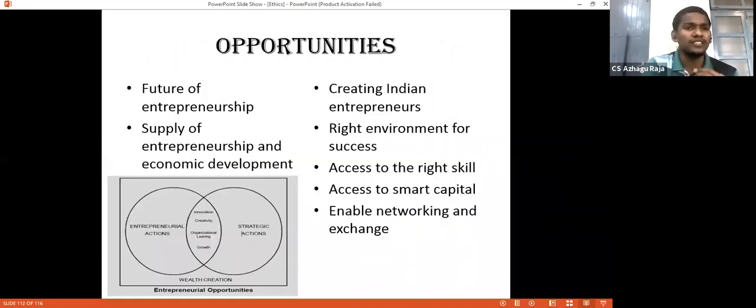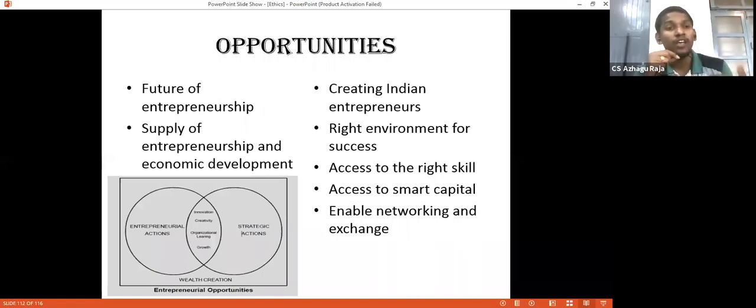What are the opportunities and challenges faced by entrepreneurs? Entrepreneur opportunity includes the future of entrepreneurship, right? That is what is called an opportunity. That is, a new process, new innovation, new creativity will help you to have a new process. That is what is called the future of entrepreneurship. Supply of entrepreneurship and economic development. You see why even the present government talks more about MSME, Think India, Stand Up India, Startup India, etc., because more and more business startups start in India.